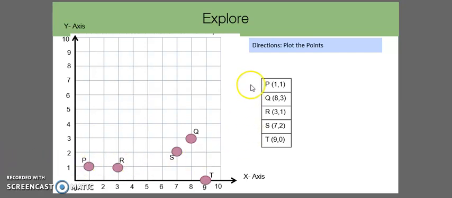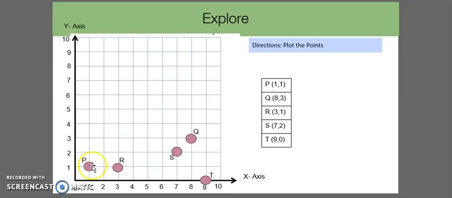Okay, so let's see, the first coordinate, let's say, is P, (1, 1). So we're going to start at our origin, (0, 0), and we're going to move 1 space on the x, and we're going to move 1 space on our y, which is P. We plot our capital P here, and that is our point.